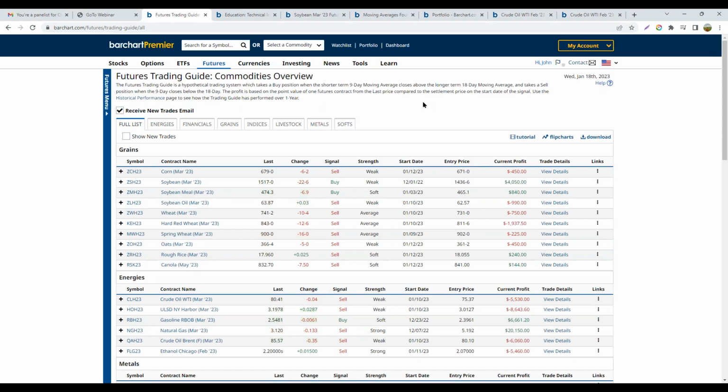So here I'm back at the futures trading guide. Like a lot of our data table pages, let's go from left to right across a couple of these. First of all, here's your symbol, your contract specific symbol, the contract and the month of the contract, the last price of the contract, how much it has changed from the previous day, and our current futures guide signal. In this case for corn, the signal is a sell or a short signal.